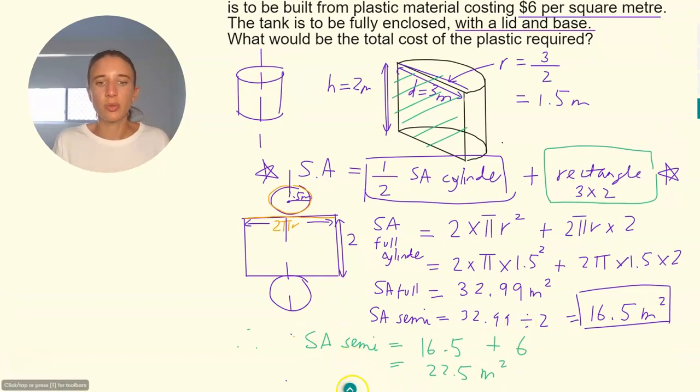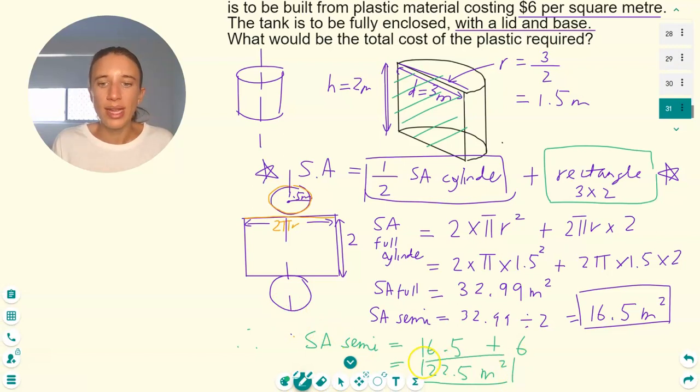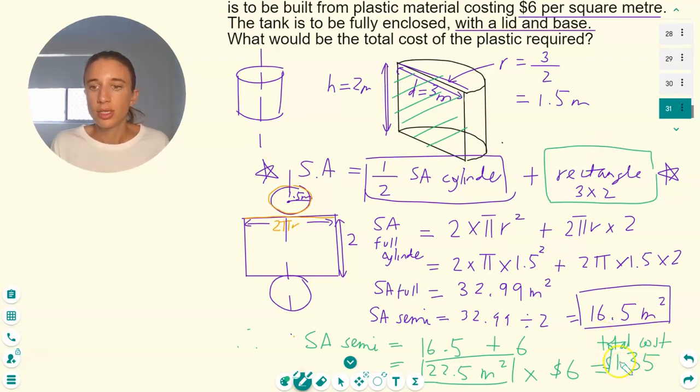But have we answered the question? We're always checking. It says, what would be the total cost of the plastic required for this fully enclosed semi-cylinder? We are given $6 per 1 square meter. So that's for 1 square meter. For 22.5, we're going to times it by 6, and 22.5 times 6 is $135. That is going to be the total cost of the plastic required. So the total cost is $135.